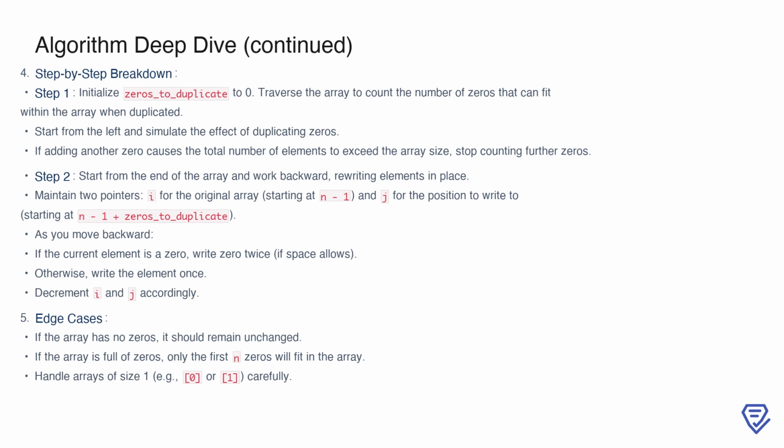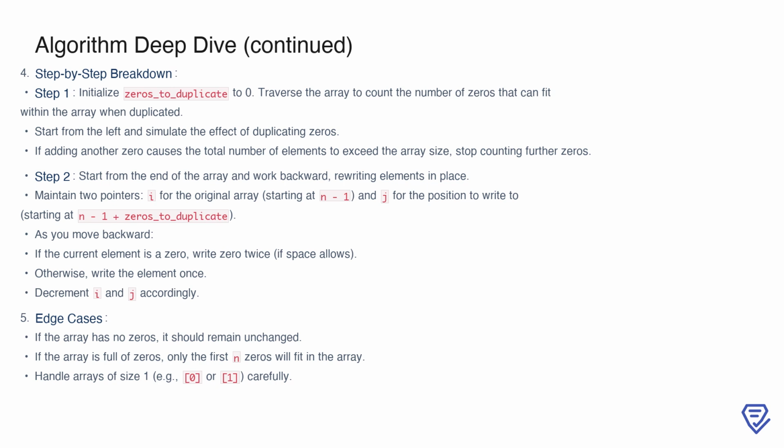Here, we rewrite the array in reverse using 2 pointers. The pointer i starts at the last valid index of the original array, while j starts at the last position that accounts for the duplicated zeros. As we move backward, if the current element is a zero, we write it twice to the array provided there's enough space. If it's not a zero, we write it once. Both pointers are decremented as we process each element. This approach ensures we handle zero duplication efficiently while respecting the array's fixed size.